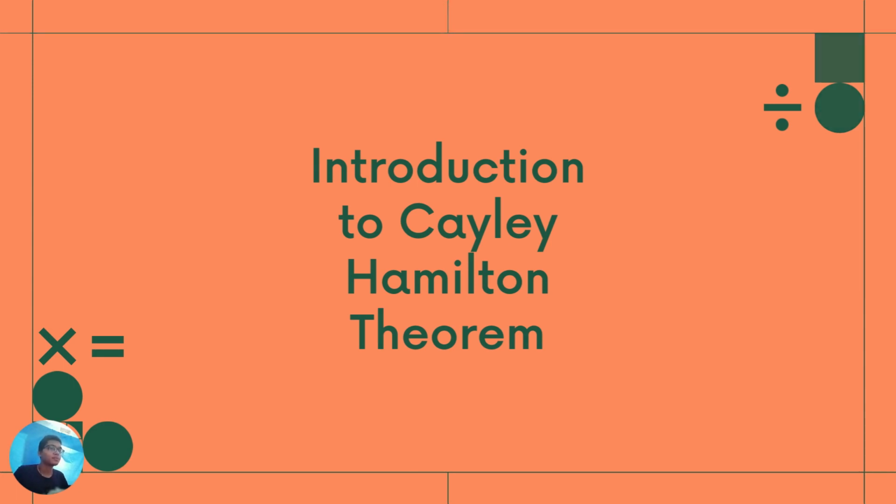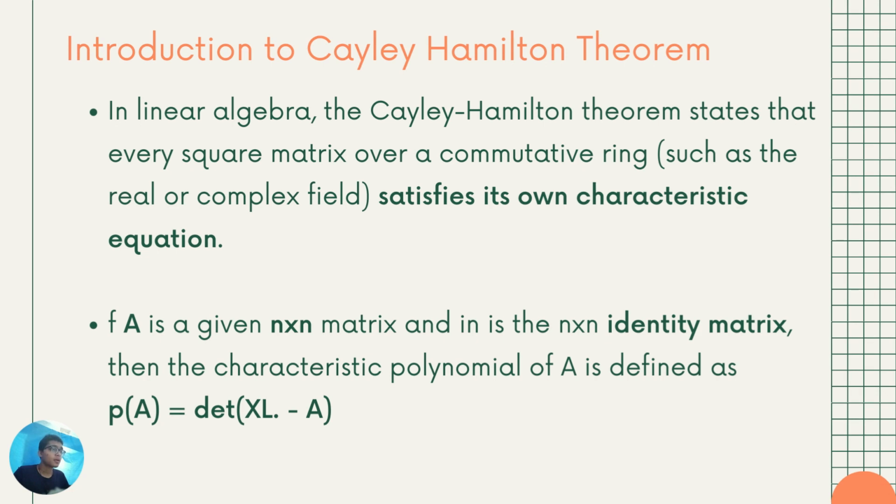Introduction to the Cayley Hamilton theorem. In linear algebra, the Cayley Hamilton theorem states that every square matrix over a commutative ring, such as the real or complex field, satisfies its own characteristic equation. Let A be a given n by n matrix and I_n the n by n identity matrix. Then the characteristic polynomial of A is defined as p(x) equal to det of x times I minus A. So this is the characteristic polynomial of A.